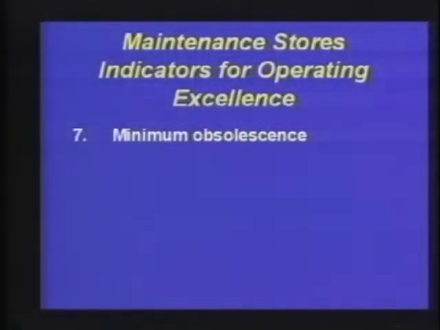That gives us an opportunity to determine whether those parts can be used through the planning and scheduling function, and if not, then those items through purchasing should be able to be returned to the supplier for replacement or credit. Minimum obsolescence, that really should read 0 obsolescence.